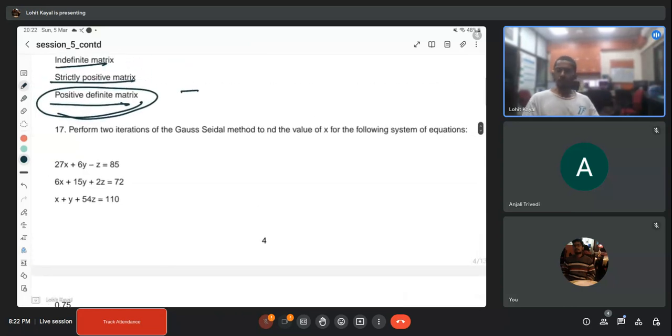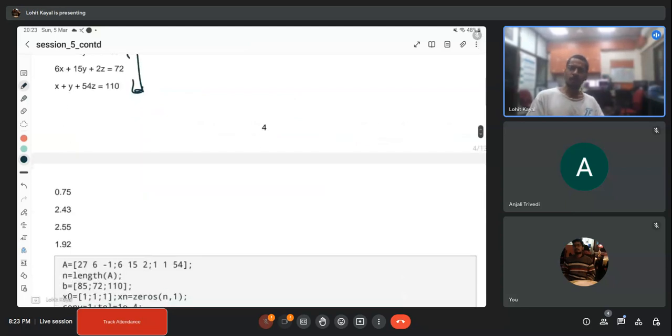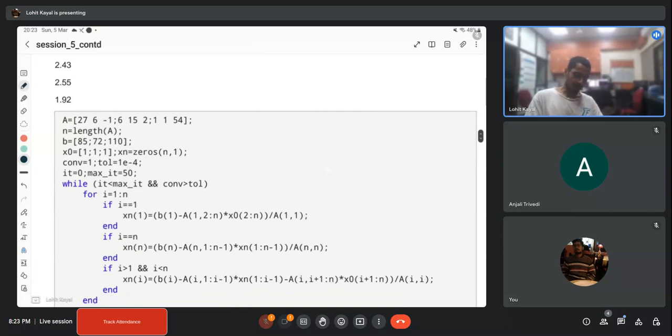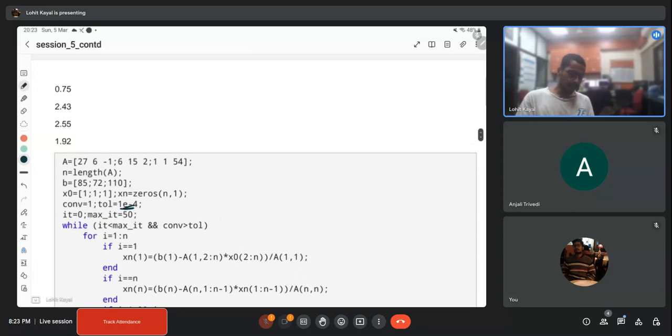Now, another coding problem. Perform two iterations of the Gauss-Seidel method to find the value of x for the following system of equations. So this is your equation. The problem says to do two iterations, but we are anyway using Matlab to solve it, so I have let Matlab decide how many iterations it needs to reach my desired tolerance of 1e minus 4. And here are four options.